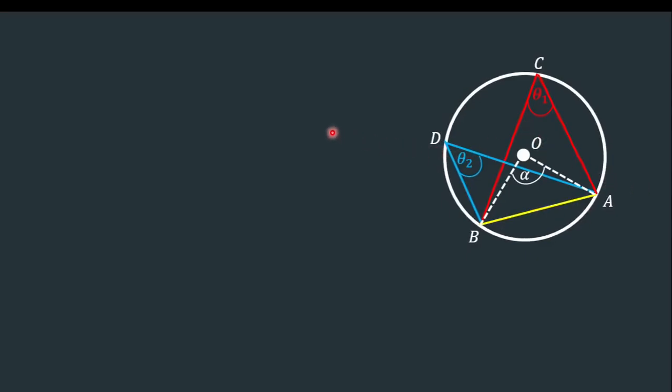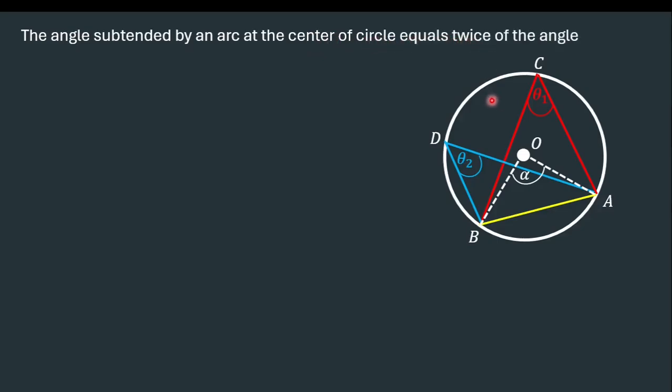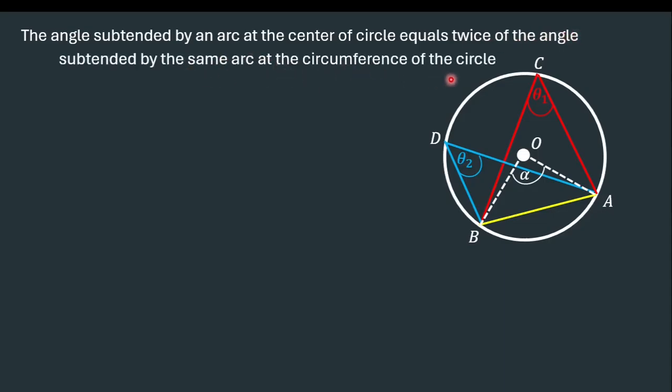With this geometry, now I use a theorem that I have already provided a proof for. If you don't know, you can click on the link in the description to watch that video. The statement of that theorem goes like this: the angle subtended by an arc at the center of a circle equals twice the angle subtended by the same arc at the circumference of the circle. If I consider the arc AB, it subtends an angle alpha at the center and angle theta at the circumference.